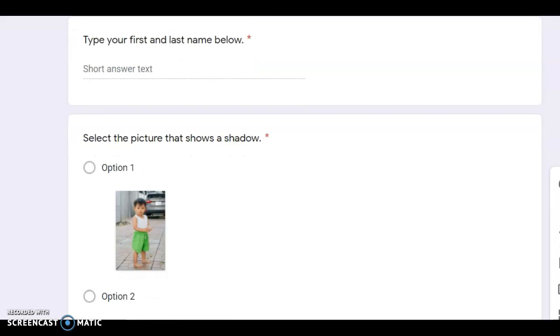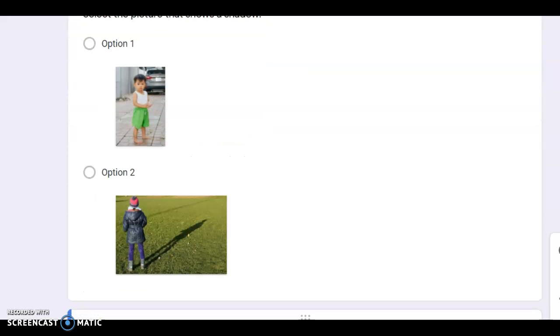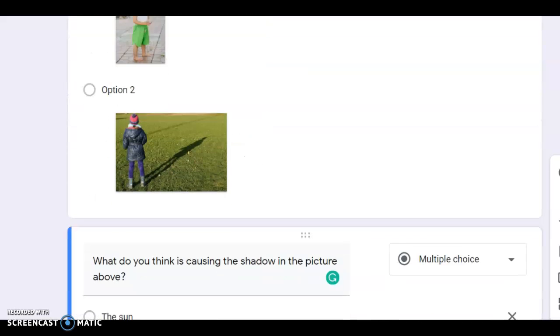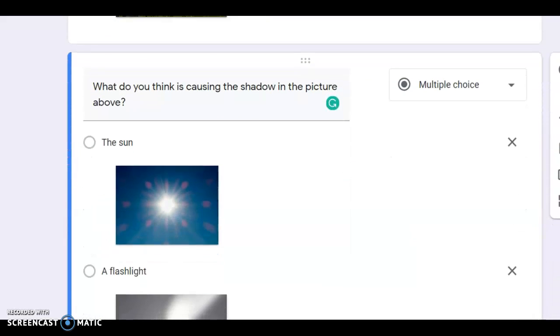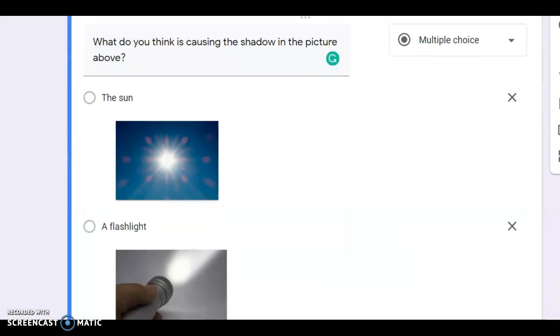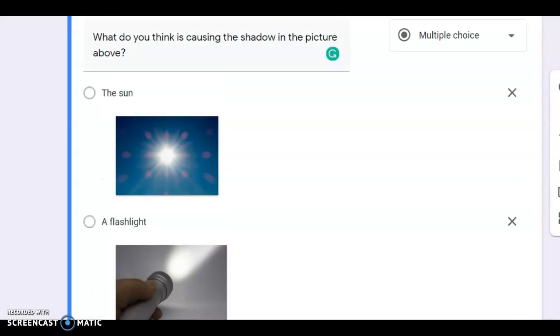You have two options. The first one's a little boy. The second one is a girl standing outside. And then what do you think is causing the shadow in the picture above? Do you think the shadow is caused by the sun or a flashlight? And then just submit when you are done.